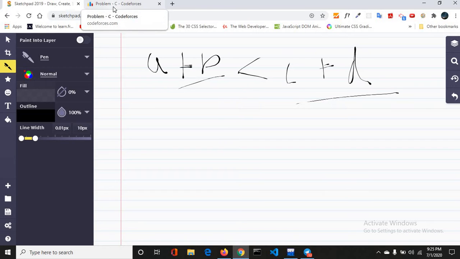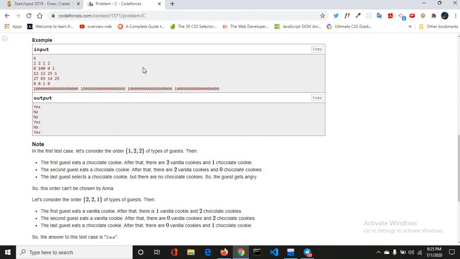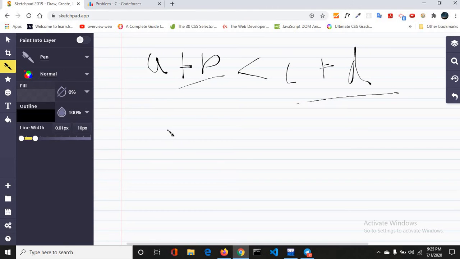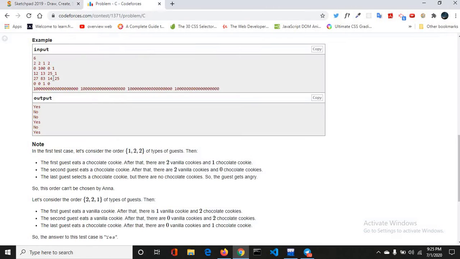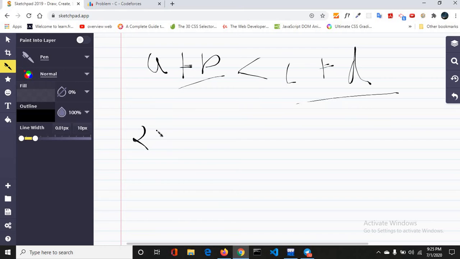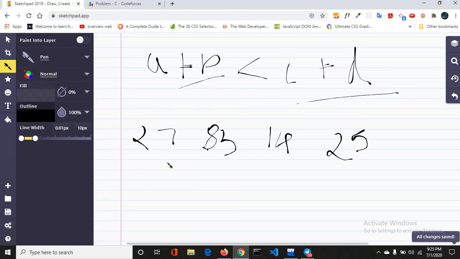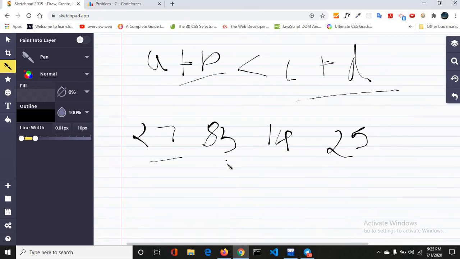Now let's look at another approach. What we will do is satisfy the condition for one type of guest, that is, the second guest. Okay, so let's start here. Let's take an example: 27, 83, 14, 25. Okay, so we got 27, 83 and 14, 25. What happens now is, as A is less than C, that means the vanilla cookies are less than the chocolate cookies.